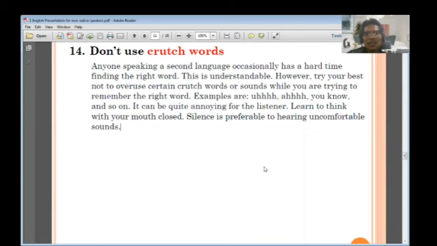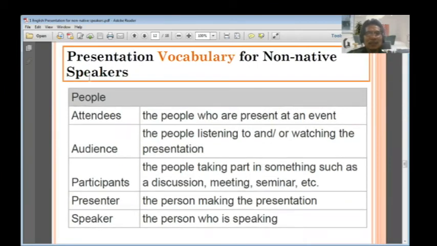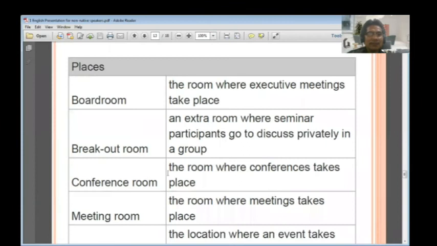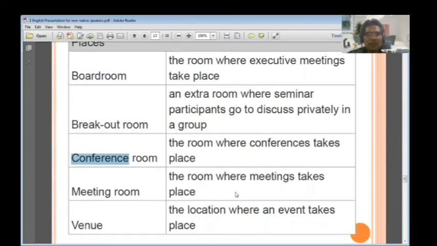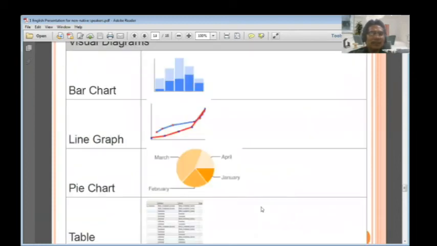Okay, the don'ts and the dos. Here you have some presentation vocabulary for non-native speakers. You will study these later: attendees, audience, participant, presenter, speaker. These we must learn. Here are example sentences. Meeting room is the room where the meeting takes place. Then venue. Venue is the place, the location where the event takes place.